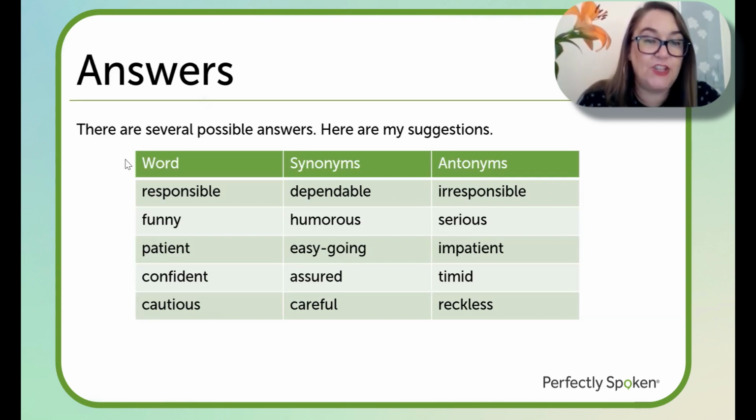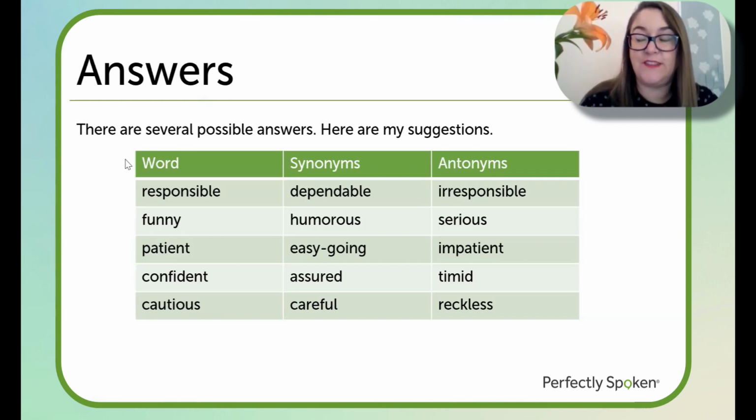Someone who is patient is easygoing. The opposite, using another prefix, impatient. If you're confident, then you are assured. Your antonym, your opposite word, could be timid or shy. And if you're cautious, then you're very careful. And the opposite would be reckless.